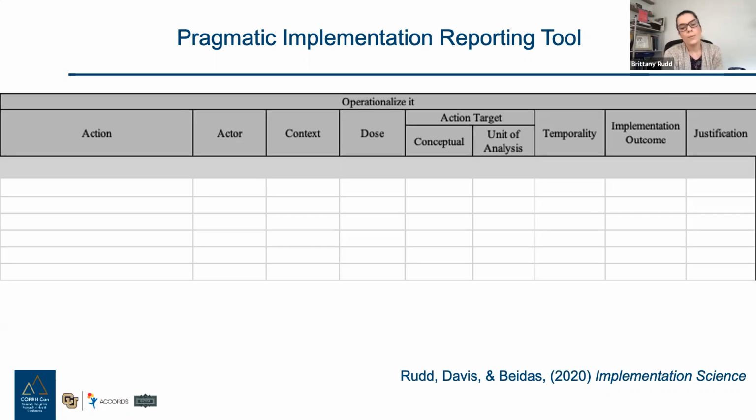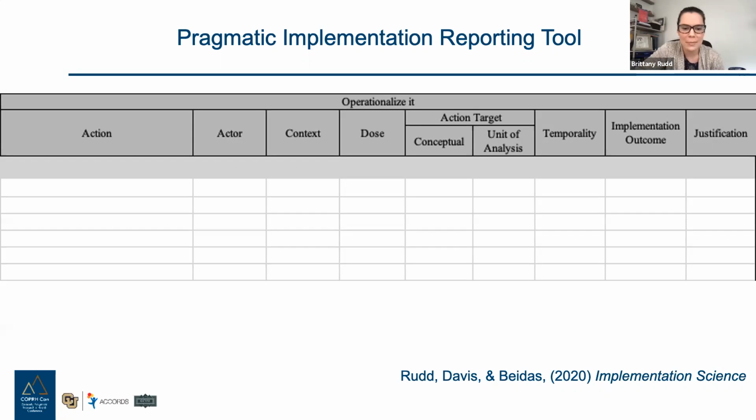And then finally, the implementation outcome, which is that more distal implementation outcome. You should use common evaluation frameworks like RE-AIM or Proctor's definitions of implementation outcomes. And then finally, justification. Why did you do this? What led you to believe this was a good idea?